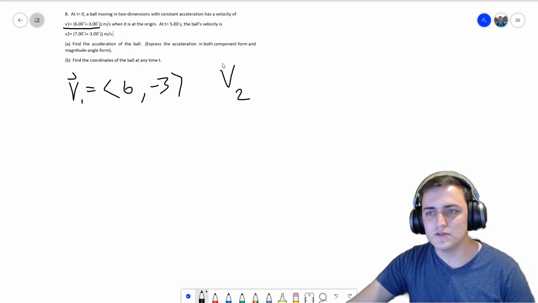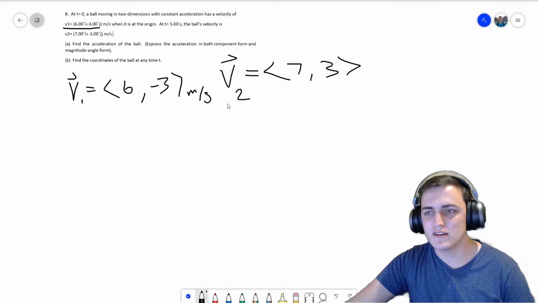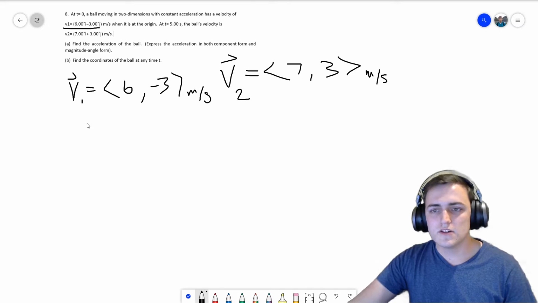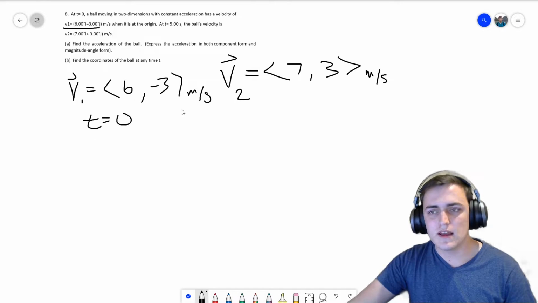And we find v2 to be 7 comma 3. Both of those are in meters per second, and it is important to make sure you write your units down. And so here is t equals 0, and we find at v2, t equals 5. Those are both in seconds.